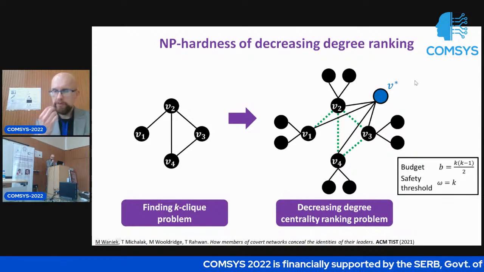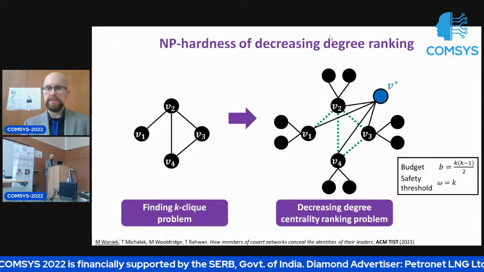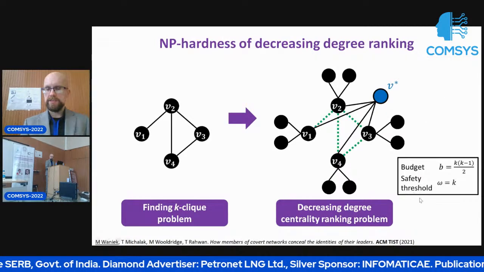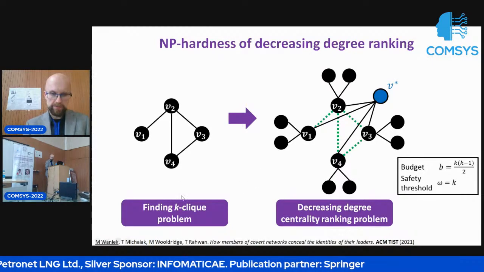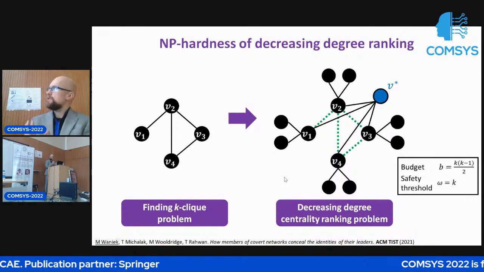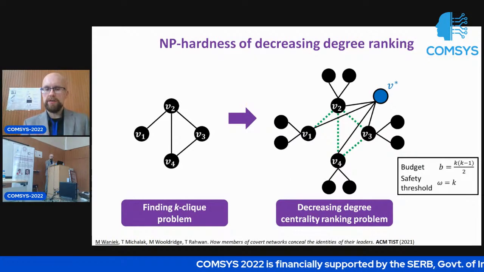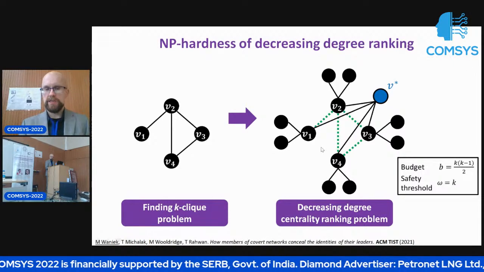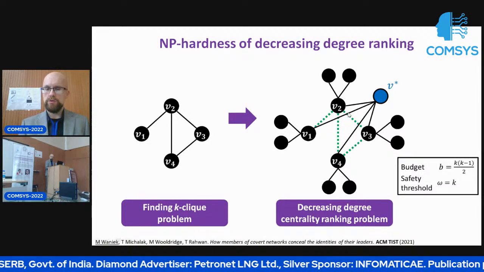So the question is, how can we add edges to this network so that the degree of the evader, which in this example is 4, will be smaller than the degree of at least k other nodes, where k is the constant from the k-clique problem. So in this case, we are wondering how we can add edges so that there are at least 3 other nodes with degrees greater than the evader. We can see that in order to do this, we have to increase the degrees of 3 of the original nodes by at least 2.